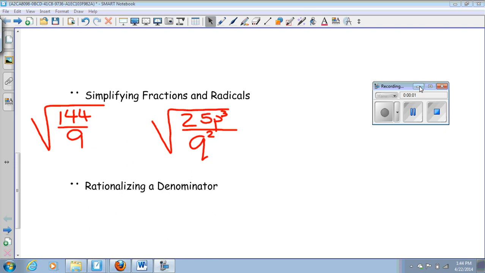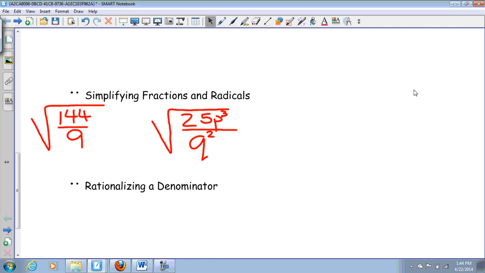Okay, this video is on simplifying fractions and radicals. On page 618, we're going to look at example 5 and example 6. We're going to start with these two.